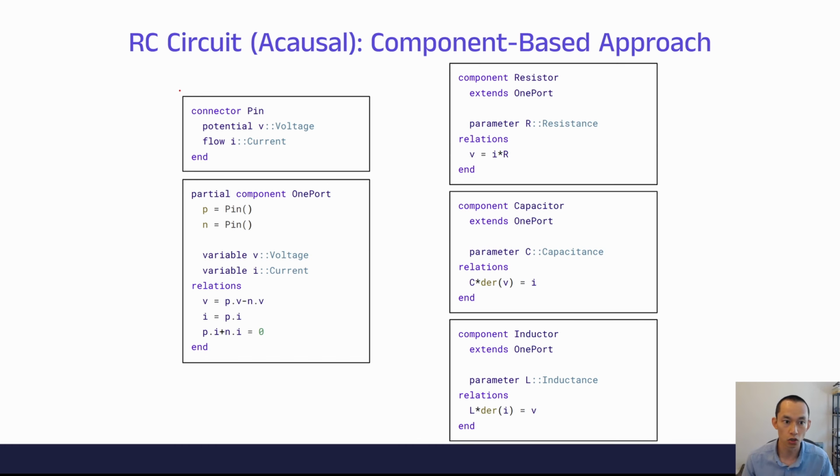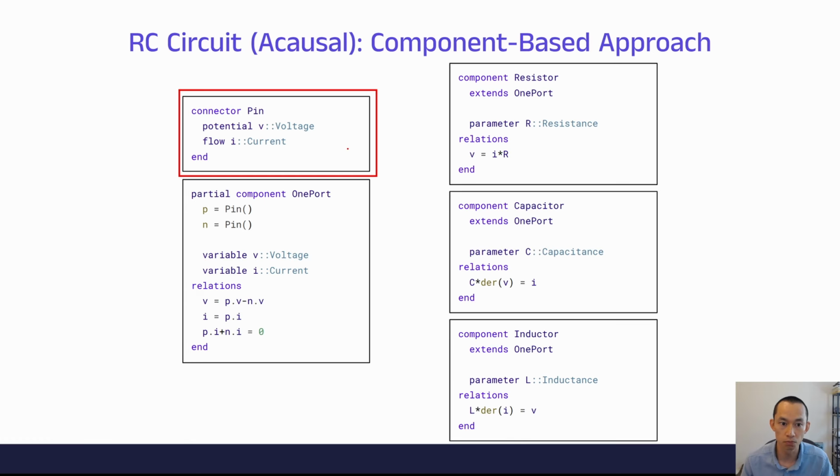Okay, so what we do is we first start off with defining a connection right here. We define a connector called a pin, and this pin has two variables: a potential variable for voltage, and then a flow variable for current. So this connector is going to allow us to connect various components to one another. Okay, so connectors allow components to be connected to one another.